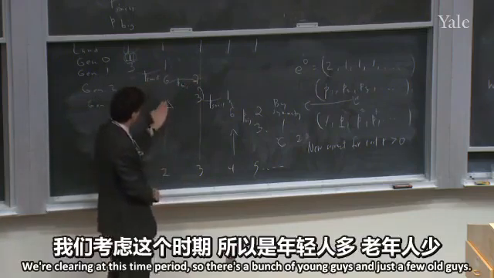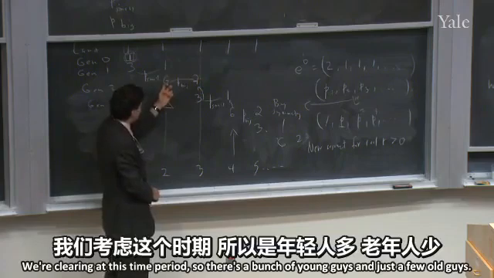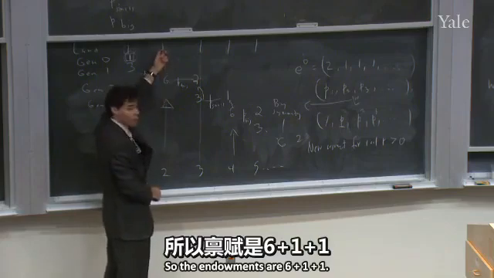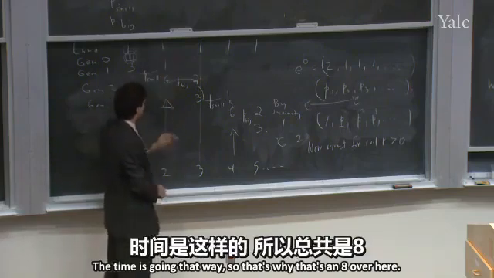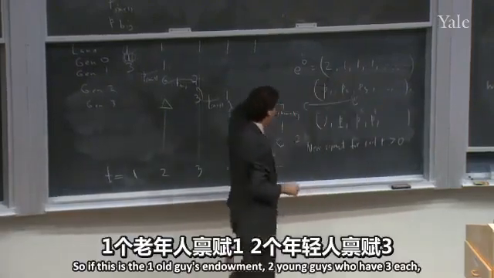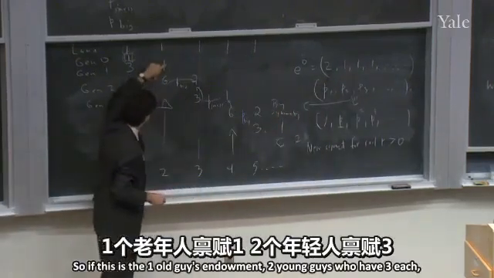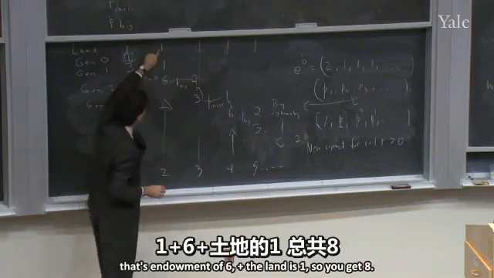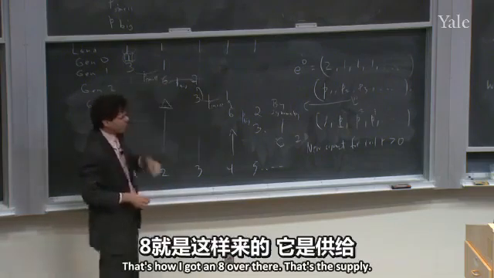We're clearing at this time period. So there's a bunch of young guys and just a few old guys. So the endowments are 6 plus 1 plus 1. The time is going that way. So that's why that's an 8 over here. So this is the one old guy's endowment. 2 young guys who have 3 each, that's endowment of 6, plus the land is 1. So you get 8. That's how I got an 8 over there.